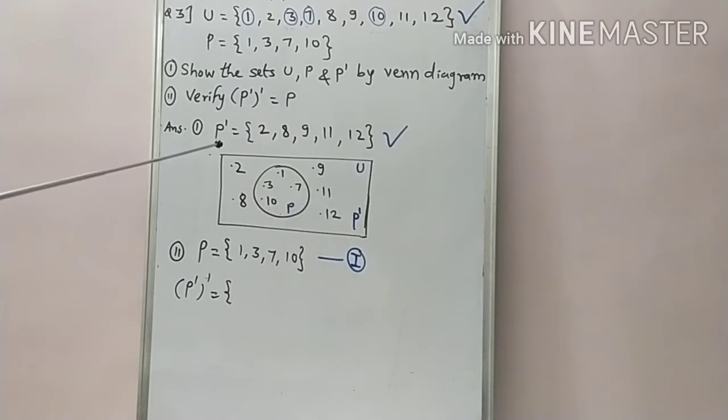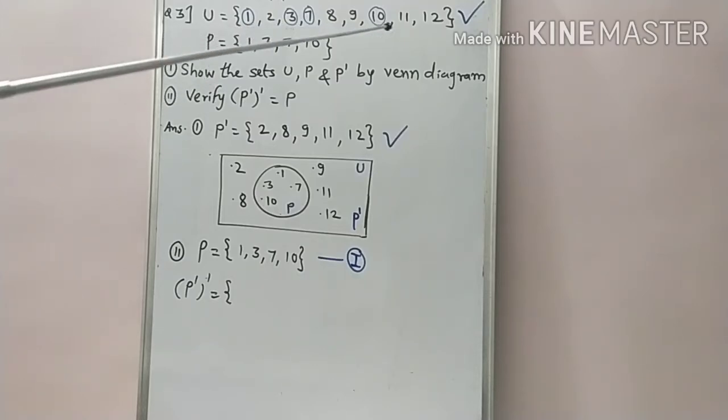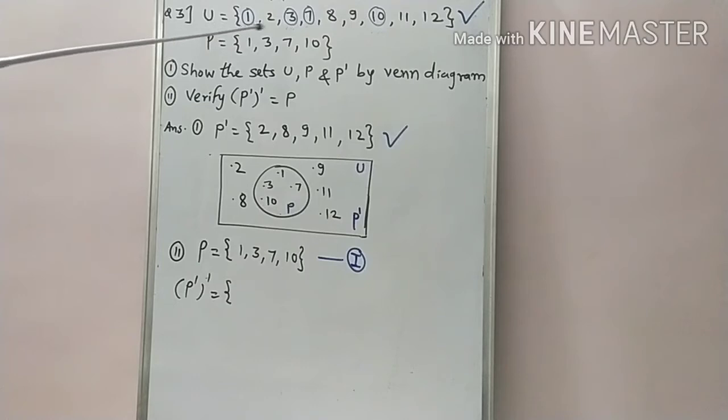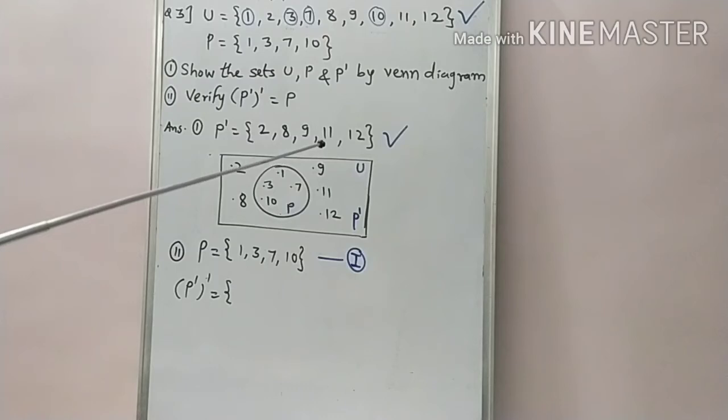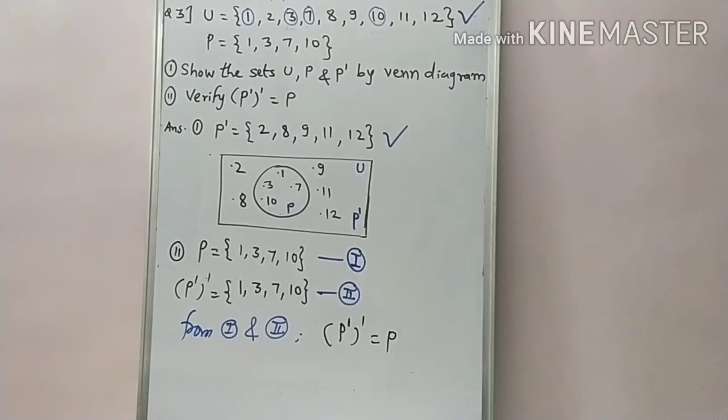Understood, students? U is a universal set. Here they are present, but here not present. So the numbers 1, 3, 7, 10 are not in P dash, they are not here. So we write them down in complement of complement P. So what do we notice here? According to 1 and 2, P has the elements 1, 3, 7, 10, and complement of complement P also has the same elements 1, 3, 7, 10. So according to 1 and 2, both sets are what?